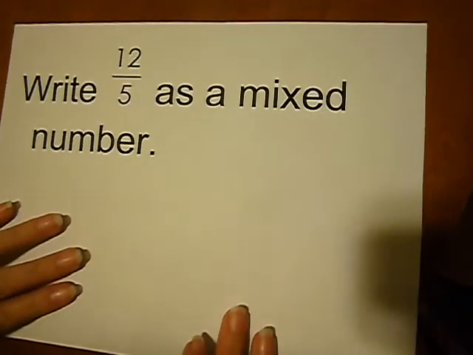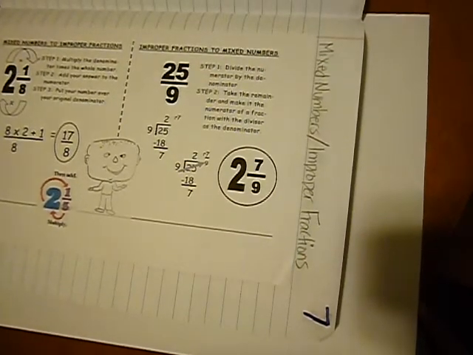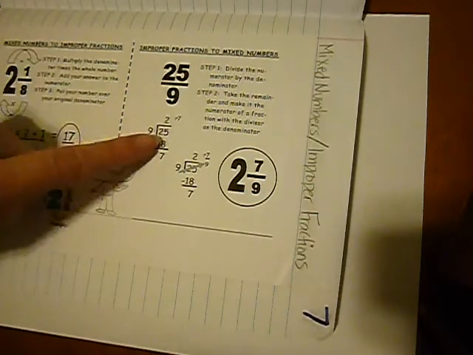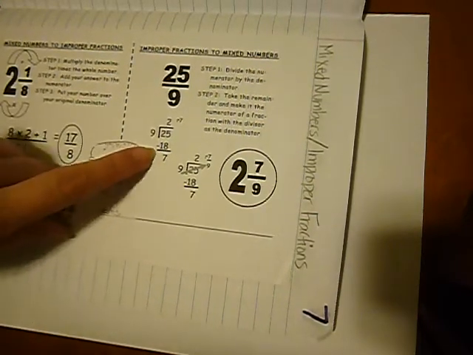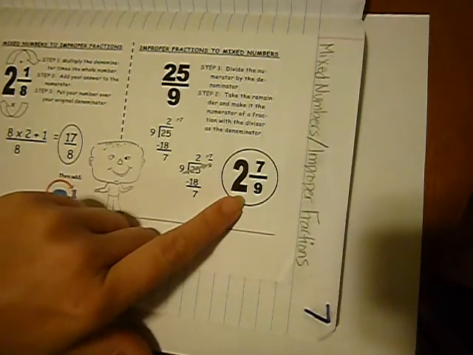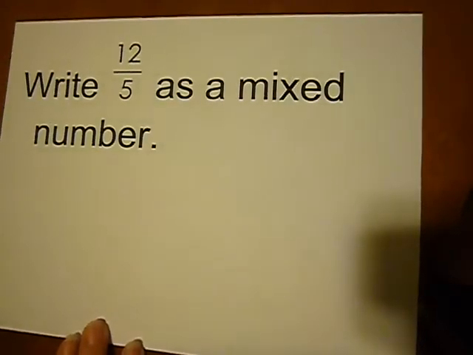Now we have to do the opposite and write 12/5 as a mixed number. So once again, we look in our journal, and it says that step 1 is to divide the numerator by the denominator. So here they took 25 and divided it by the 9. 9 went into 25 2 whole times with the remainder of 7. So 2 whole, there's our remainder of 7, and the denominator stays the same. So we're going to do the same thing to this example.